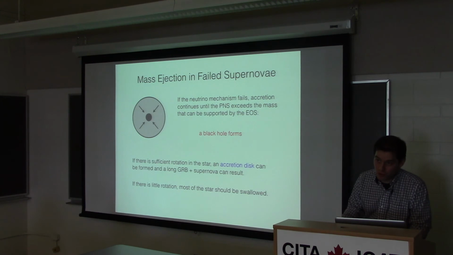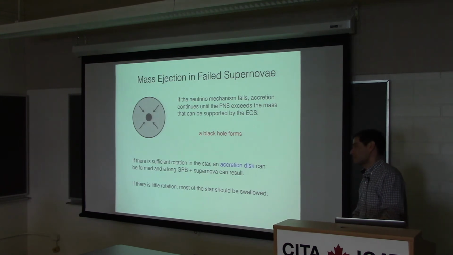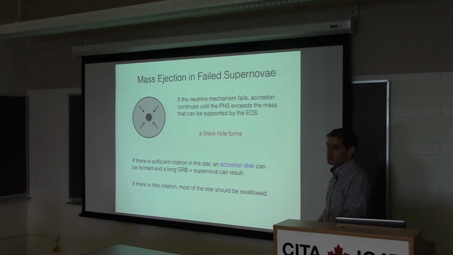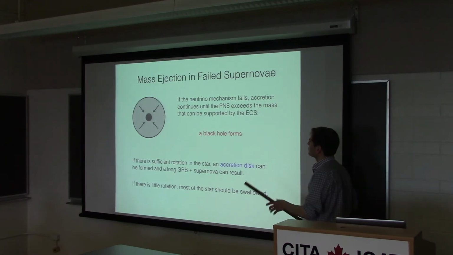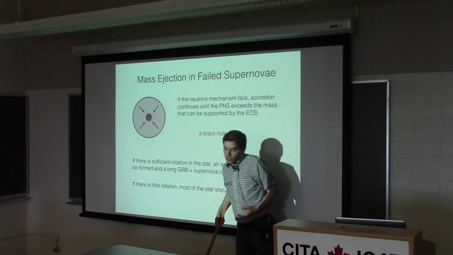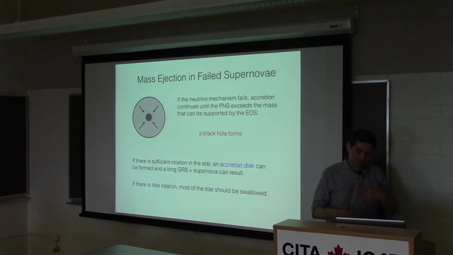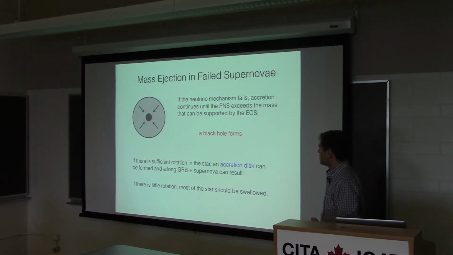But there are cases, of course, in which this mechanism will fail. The shock is just not going to be revived. And in that case, accretion will continue until the proto-neutron star exceeds the maximum mass that can be supported by the dense matter equation of state, and it will collapse to a black hole. And once collapse to a black hole begins, then everything goes into the black hole, and in principle, that should be the end of it. If nothing else happens, the star is swallowed completely. Is there always guaranteed to collapse just one black hole?